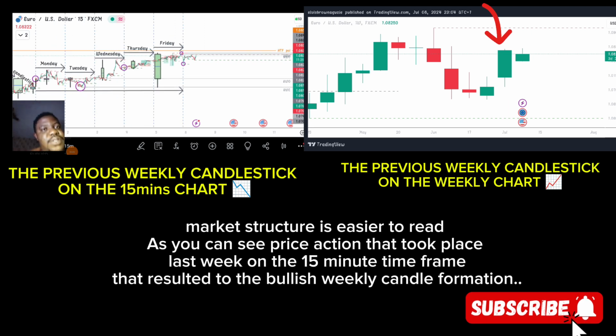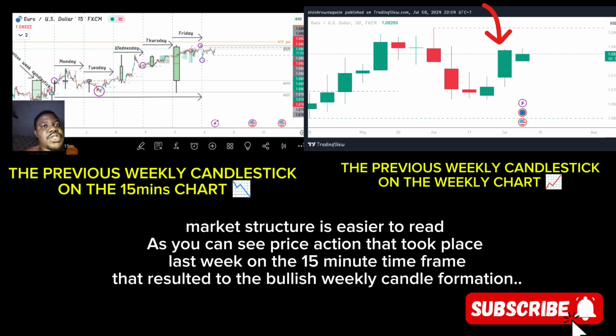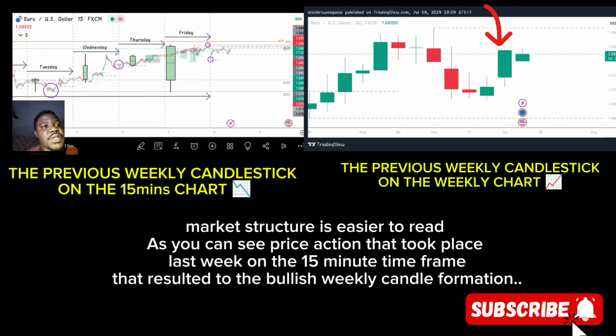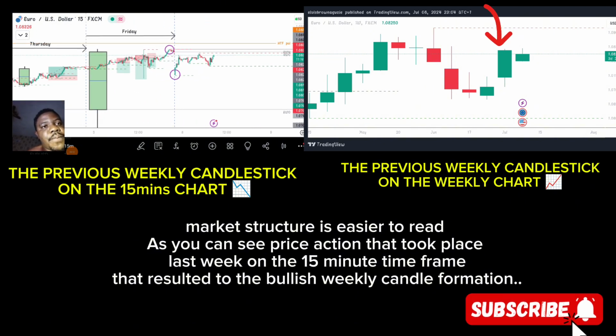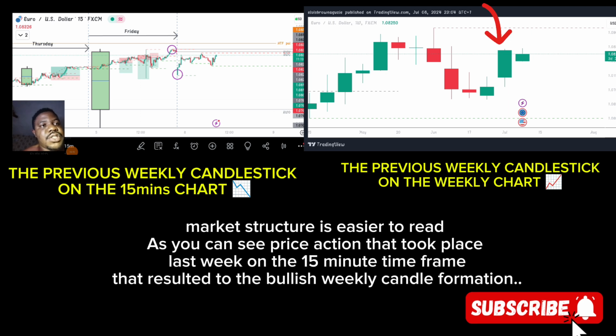At least you can now see the price action which is going to form next week, and currently price is already being bullish. So let's see what happens.